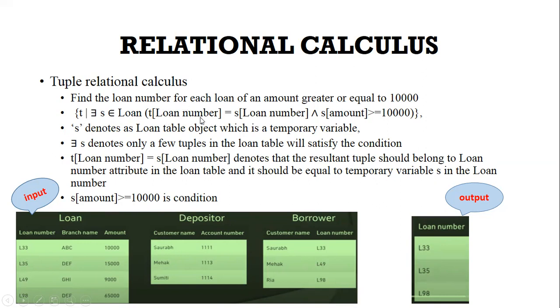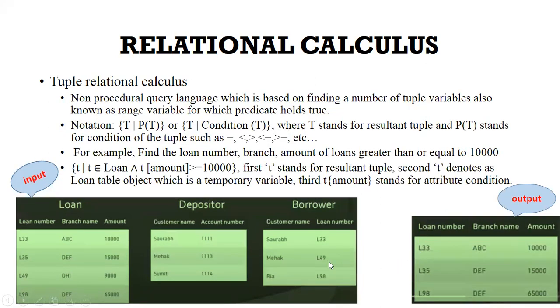The condition is expecting to retrieve only the loan number. So the left hand side mentions that only the loan number is required: loan number equal to loan number of amount greater than or equal to 10,000. That's why it displays only the loan number. You can see the previous example.